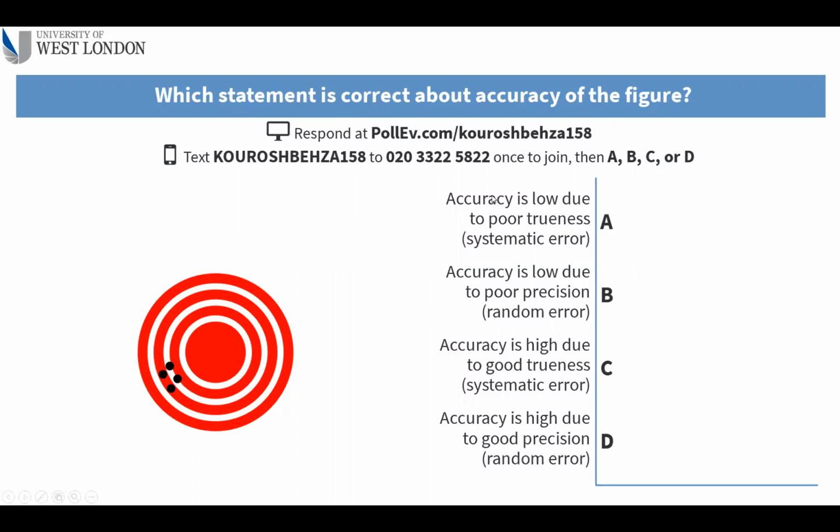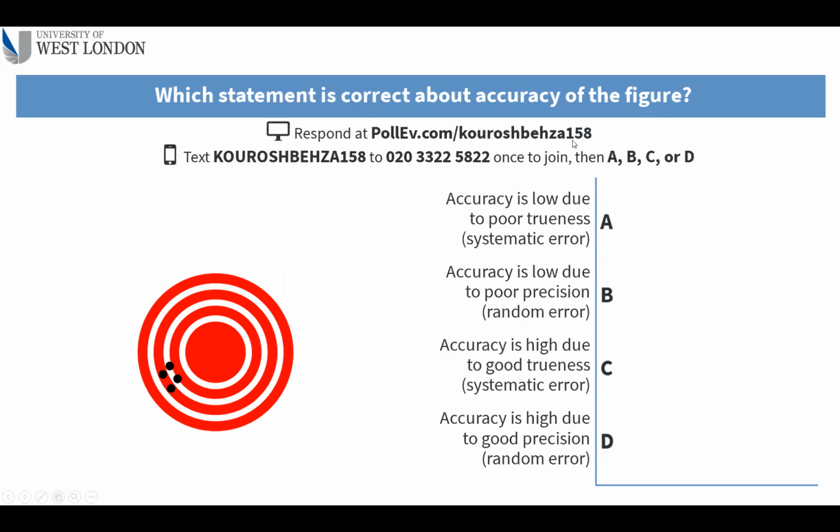Because of what reason? Option A, accuracy is low due to poor trueness, systematic error. B, accuracy is low due to poor precision or random error. C, accuracy is high due to good trueness, systematic error. And D, accuracy is high due to good precision, random error. So I'd like you to think about that, and in the online class, we'll discuss it and see which answer is correct.